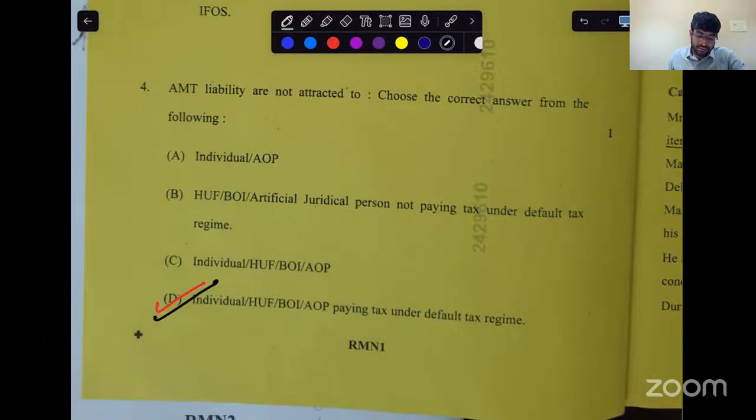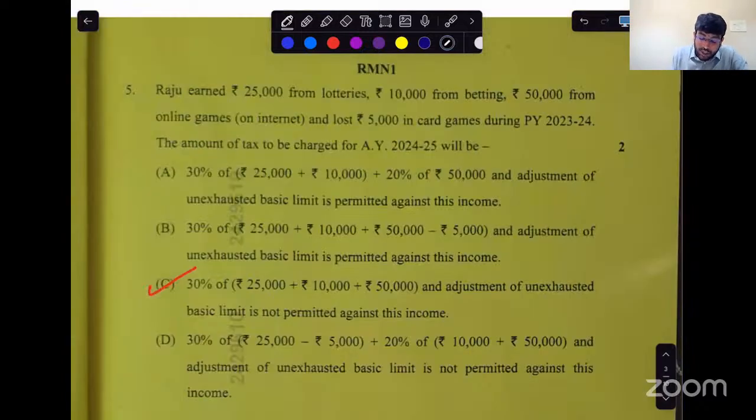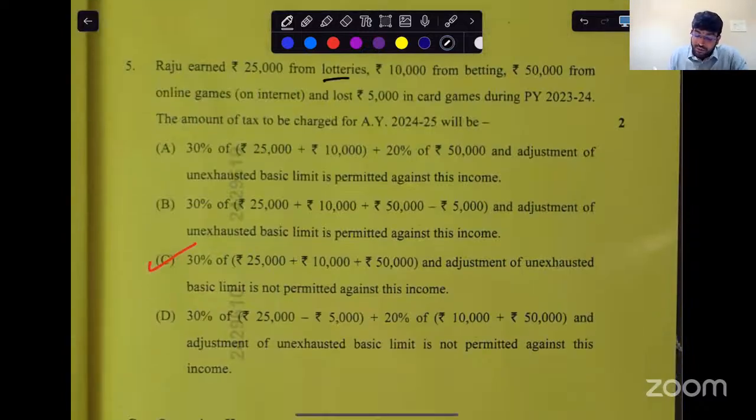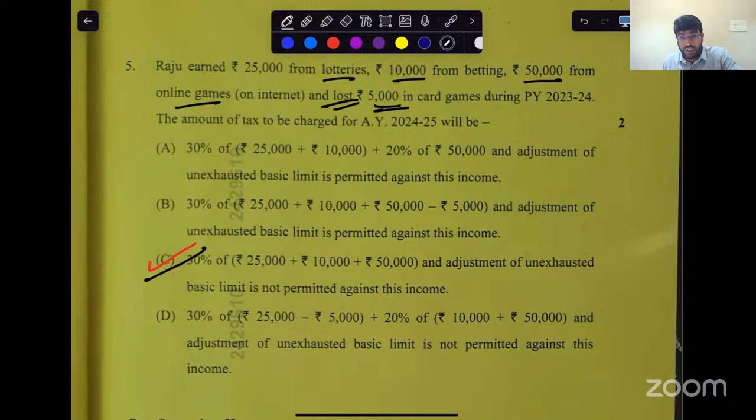Next. Raju won 25,000 from lotteries, taxable at 30%, 10,000 from betting, taxable at 30%, 50,000 from online games, taxable at 30%. This 5,000 loss we cannot set off. So straight away 30% tax will come on all things and there is no concept of adjustment of unexhausted basic exemption limit. So straight away the answer is option C for this question number 5, my dear friends.